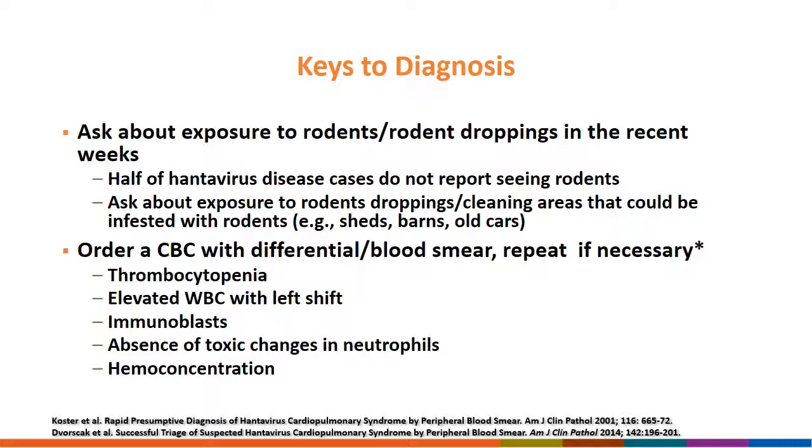Another key to making the diagnosis is asking about exposure to rodents and rodent droppings and nests. You have to ask about rodents and rodent droppings because half of confirmed hantavirus cases do not report seeing rodents. If you're concerned about hantavirus, order a CBC with differential and a blood smear, and look for the 5 peripheral blood smear criteria, and repeat if necessary.